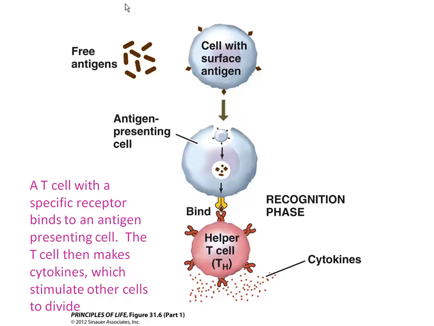So you have this picture here. You need to label the first phase as recognition phase in your box. And you can see you have free antigens. You have an antigen-presenting cell that will bind to a helper T cell. So a T cell that has the specific receptor will bind to the antigen on the presenting cell. The T cell then makes these cytokines, which are going to stimulate other cells to divide.